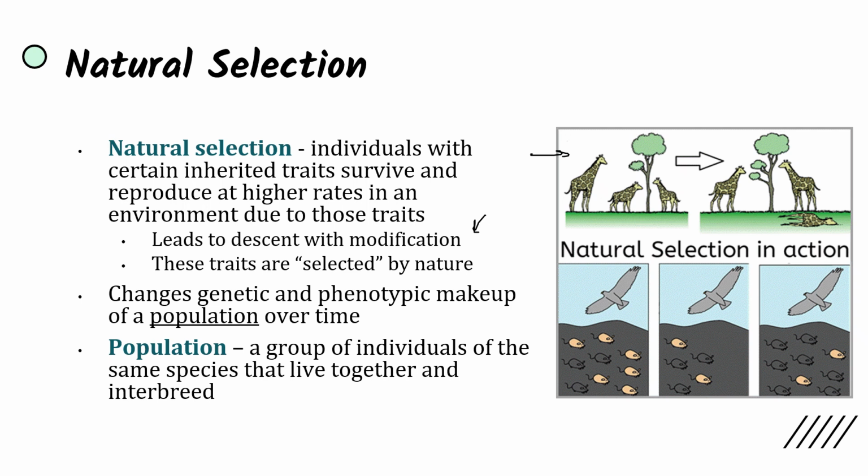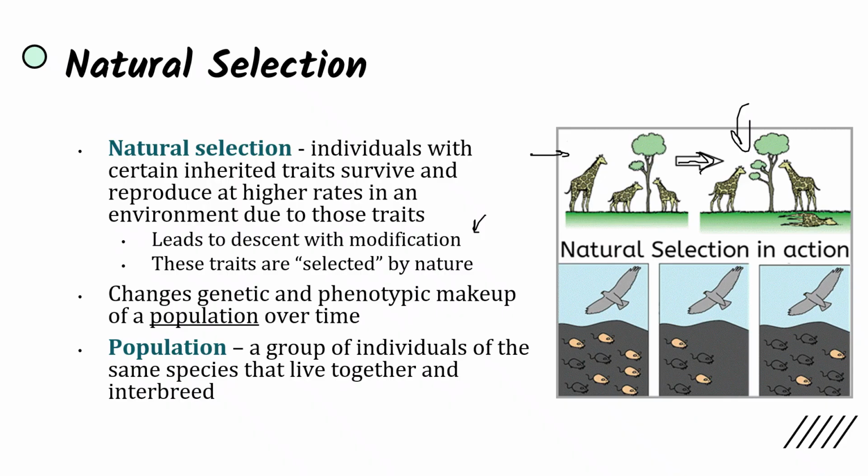And so what happens over time, as the giraffes with tall necks are able to reproduce, the population of giraffes is going to start having more individuals with tall necks because those are the individuals that are reproducing, and over time the population will change in genetic makeup to be primarily of tall-necked individuals so that they can get the resources they need to survive.